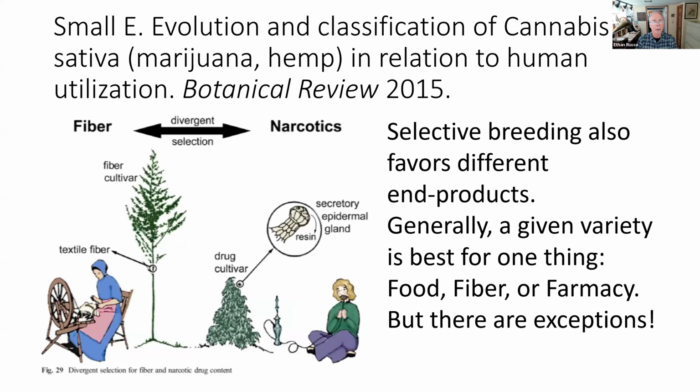Again, another demonstration of different uses. Obviously, it's possible to selectively breed to favor different end products. Now, it's been a truism in the past, at least, that a given variety is best for one thing, whether it be for seed production for food, for making fiber for clothing, or as a drug. But as we'll see, there are exceptions to this.